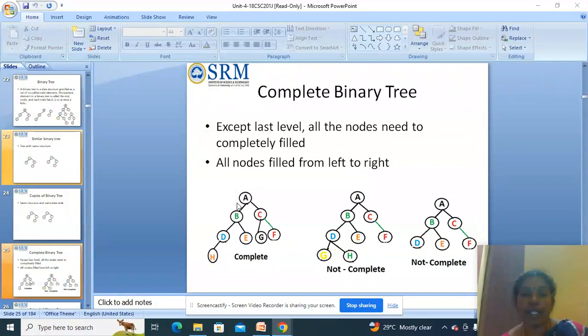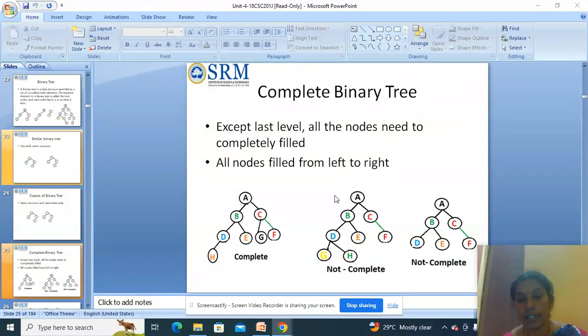Full binary tree means we have to fill the nodes with either zero children or two children, and we can fill not only from left to right. You can fill anywhere, but all the nodes contain either zero children or two children. So that is called a full binary tree or extended binary tree.